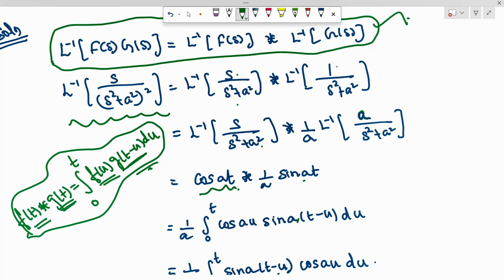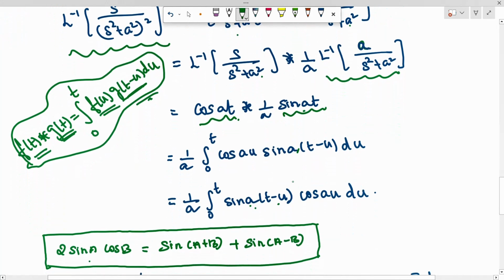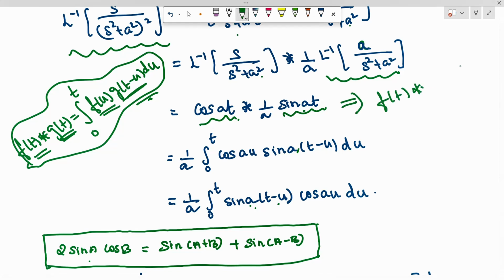In the second term, in the numerator, constant term 1 is there, which means one of the sine formula, but here a is missing in the numerator. That's why here multiply and divide by a: 1 by a into L inverse of a by s square plus a square, which is 1 by a into sine at. Okay, which is in the form of f of t star g of t.